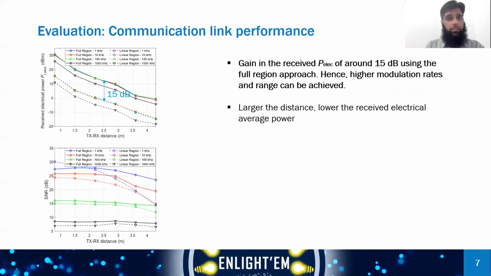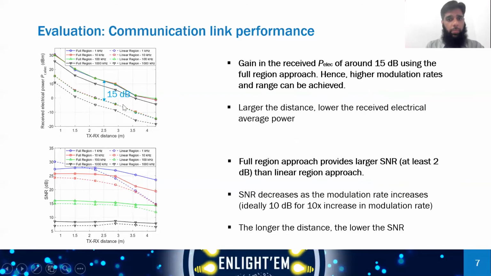And as expected, the larger the distance, the lower the received electrical power. Also in the second graph, you can see that we have the transmitter-receiver distance on the x-axis and SNR on the y-axis. With the full region approach, we see at least an improvement in SNR of 2 dB. Also, we see that the SNR decreases as the modulation rate increases.